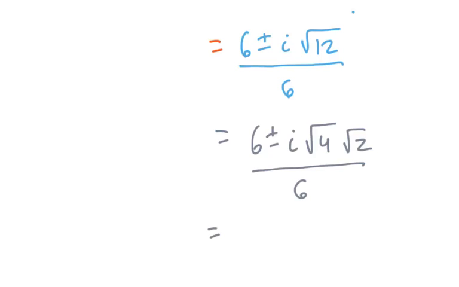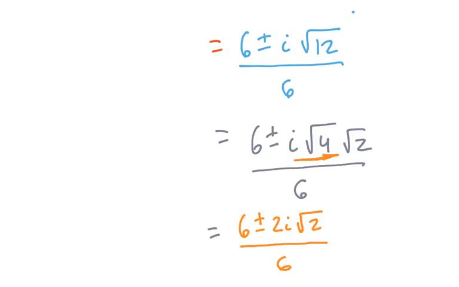And I've run out of space here. I'm going to have to finish this now. So this is going to be 6 plus or minus 2i square root 2, 2 because the square root of 4 is 2, hopefully that's apparent, over 6.